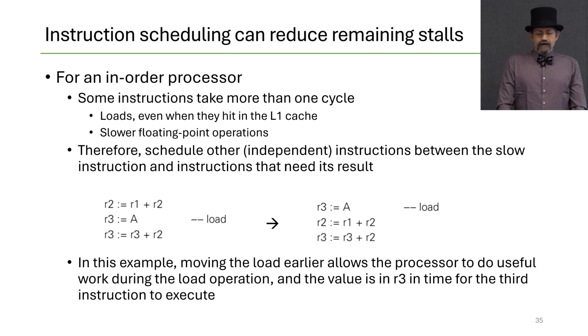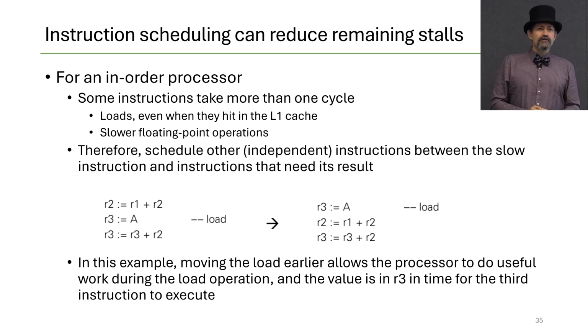Now, these techniques can reduce stalls, but they don't eliminate them. We can reduce them further by being careful about the way that we schedule instructions in our compiler. So for example, for an in-order processor, some instructions might take more than one cycle. A load typically will take more than one cycle, even when it hits in the L1 cache. Some slower floating point operations are also likely to take more than one cycle.